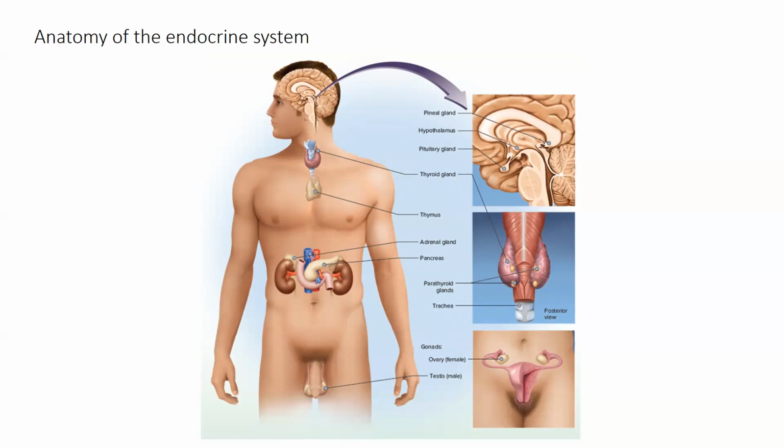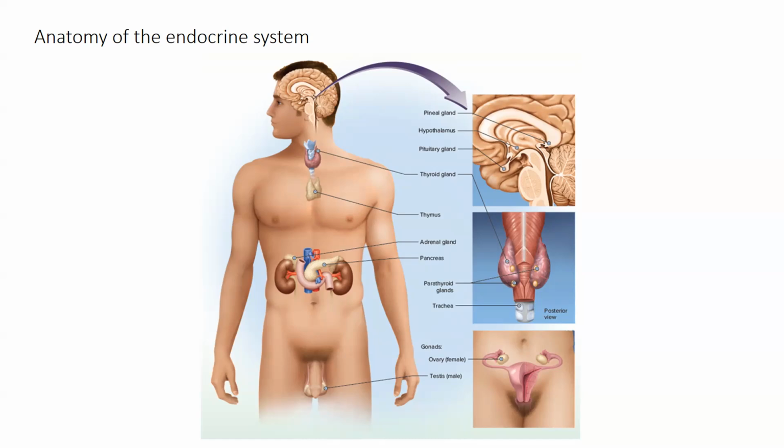I'll give you an example. The stomach produces hormones. The small intestines produce hormones. The kidneys produce hormones. The day job of the kidneys is to make urine, but they also have an endocrine function. So there's lots of other tissues that have endocrine functions. These are the ones whose main responsibility is endocrine.